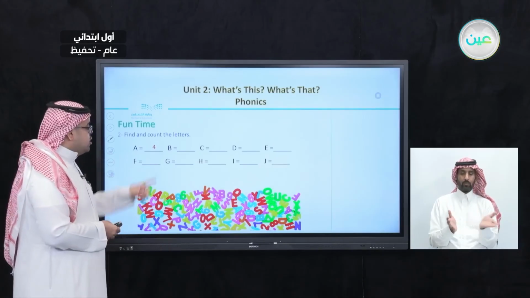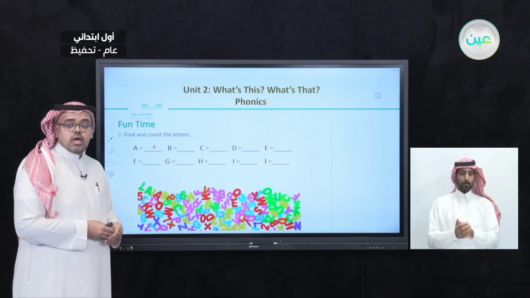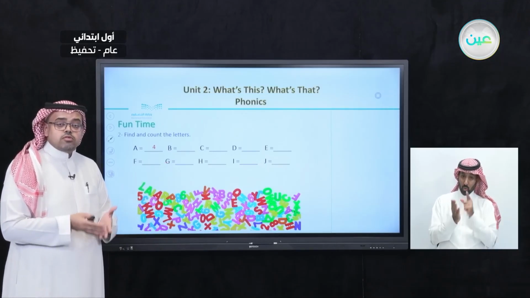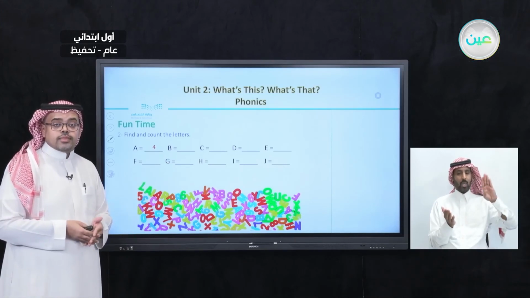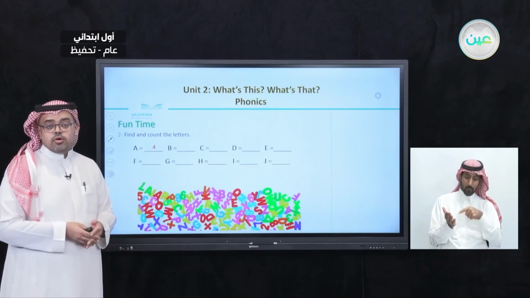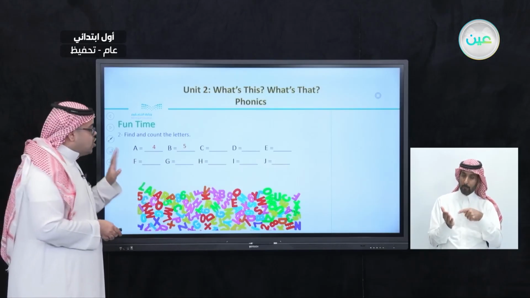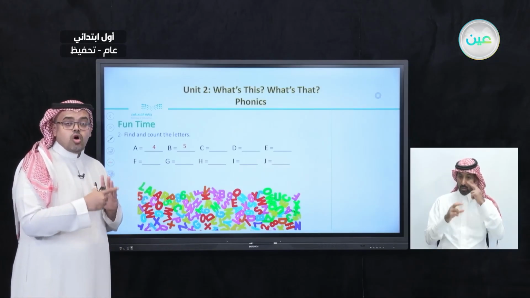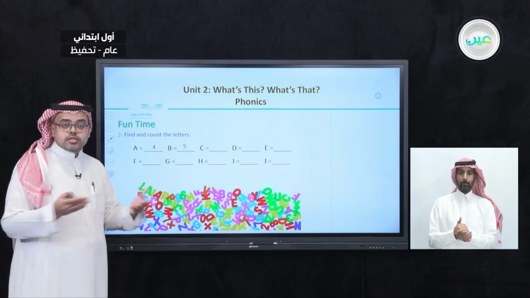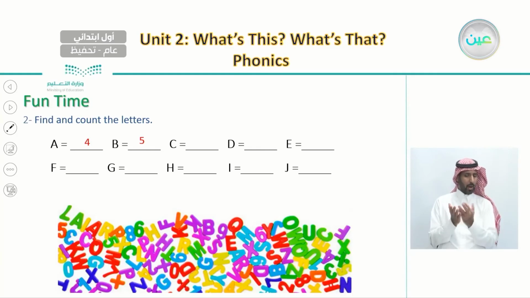So let's try letter B. How many times can you see letter B on page 17? Well, I counted them already, and I found 5 B's. Let's try C. How many times can you see letter C in the scrambled letters? You can agree with me that there are only 5 C's.